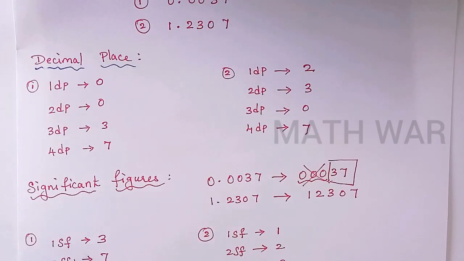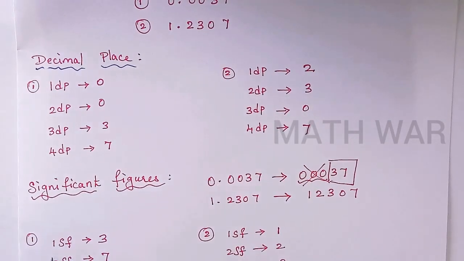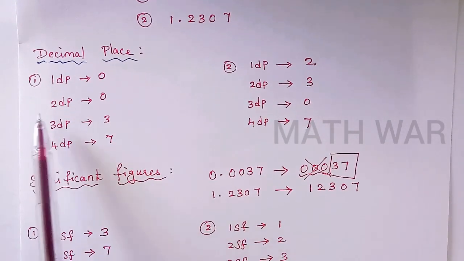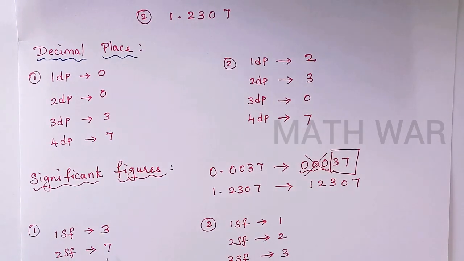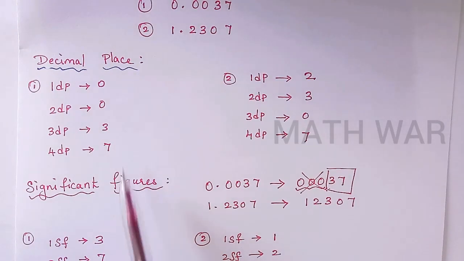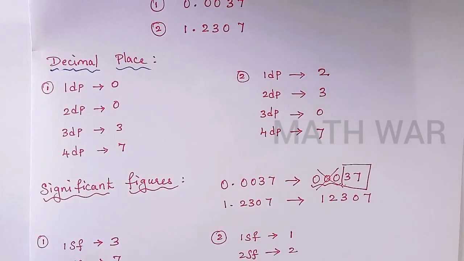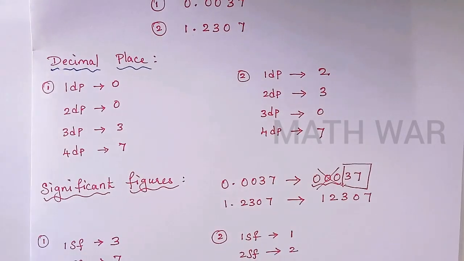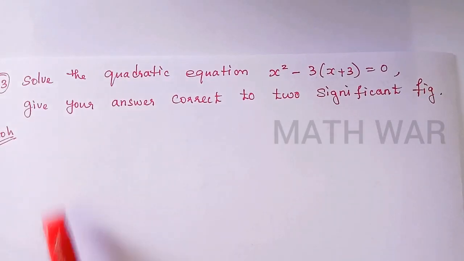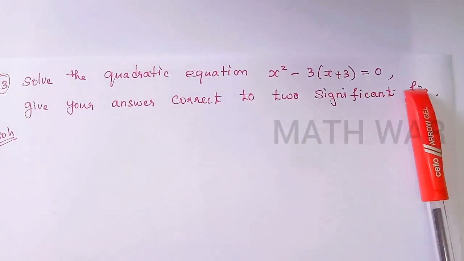You can compare this. The first decimal place in the first example is 0, but the first significant figure is 3. The second decimal place is 0, the second significant figure is 7. And the number 3 is the third decimal place, and here it is the first significant figure. Please keep this in your mind, so it will be useful for the upcoming problem. Next sum. Solve the quadratic equation x square minus 3 into x plus 3 equal to 0.